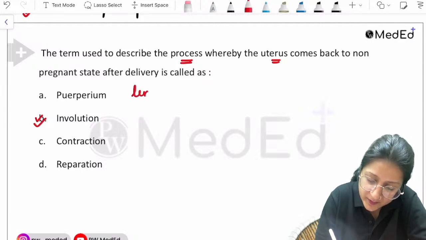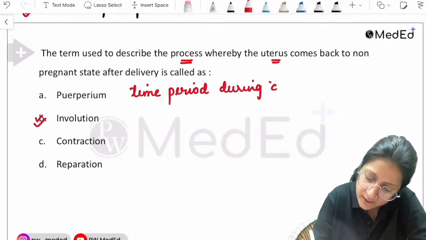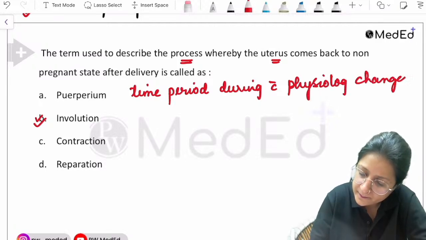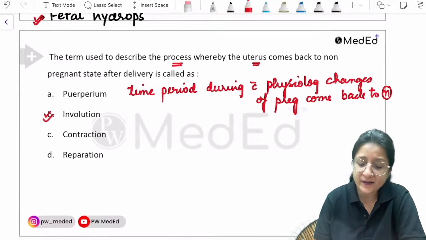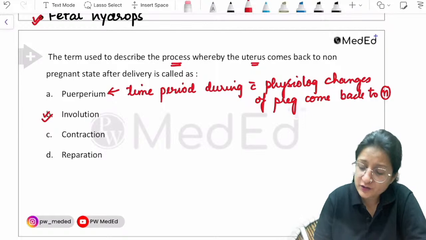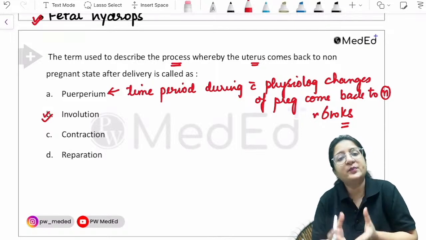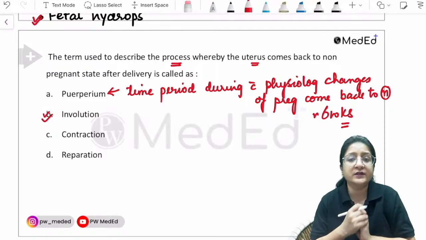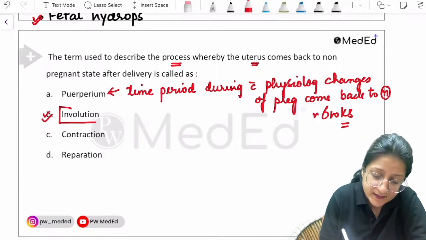So, the time period during which the physiological changes of pregnancy come back to normal or non-pregnant state is called puerperium, and the duration of puerperium is 6 weeks. Involution is the process, it's a repair process by which the reproductive tract organs come back to the non-pregnant state. So that is called involution.